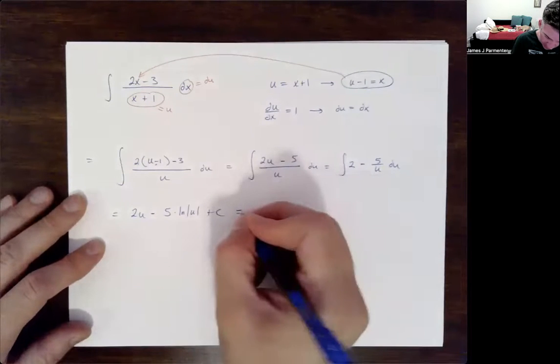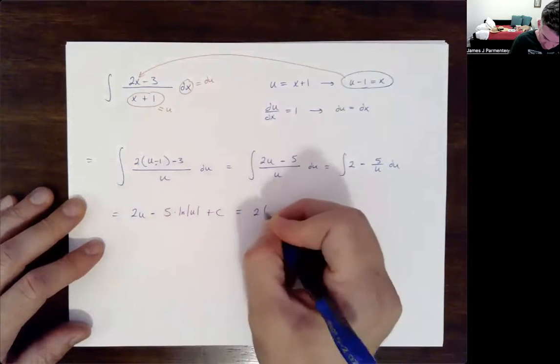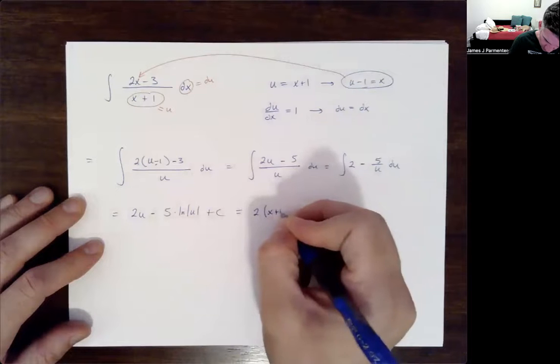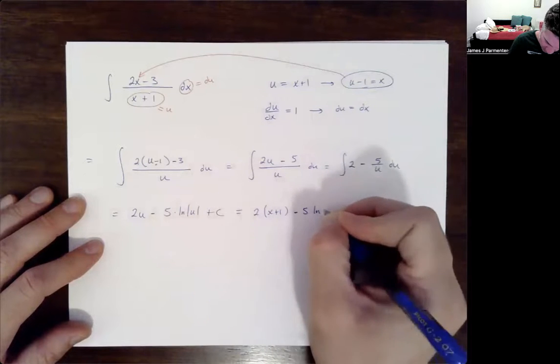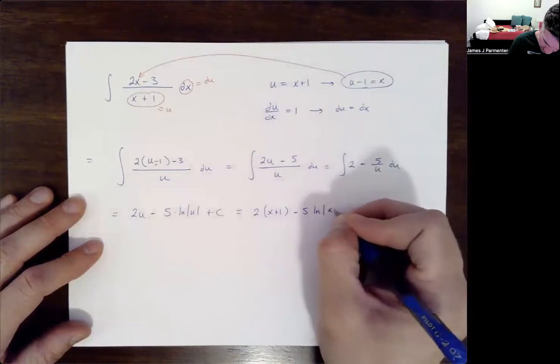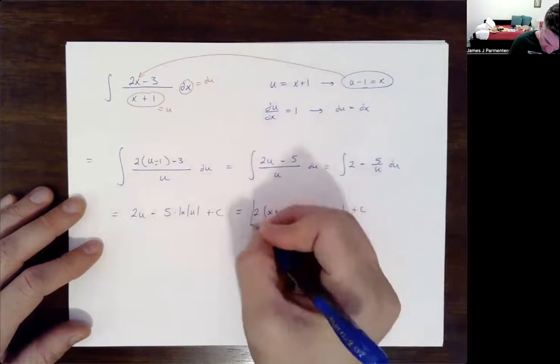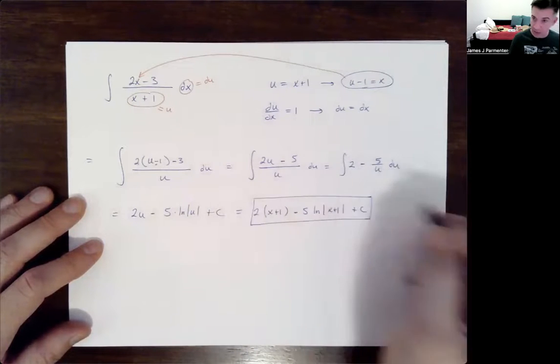Finally, substitute back in what u is equal to. You get 2 times x plus 1 minus 5 times the natural log of the absolute value of x plus 1, plus c. And that is a perfectly fine way of doing this problem.